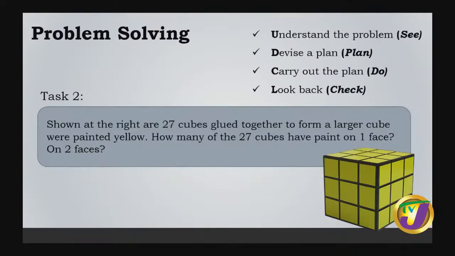The task says, shown at the right are 27 cubes glued together to form a larger cube. They were painted yellow. How many of the 27 cubes have one face painted on, and how many have two faces painted on?